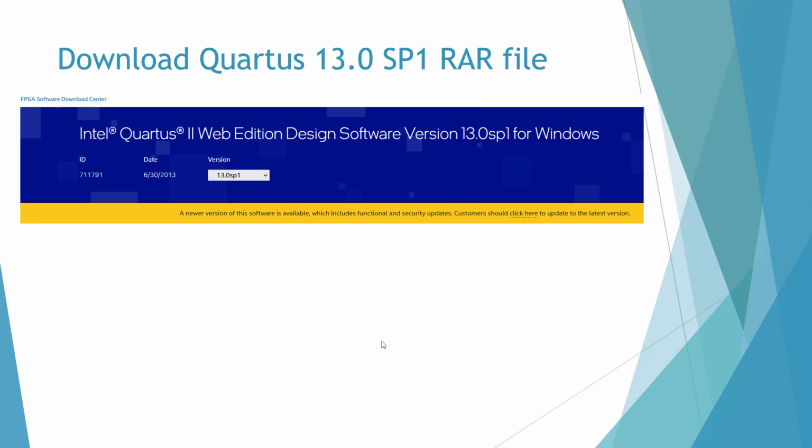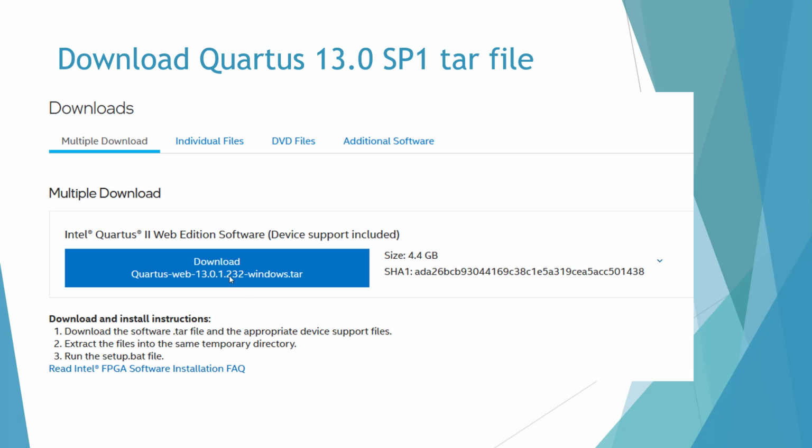First thing we need to do is follow the link to the Intel Quartus website and go to the 13.0 SB1 file. Next thing we need to do is go ahead and click on the download for the Windows installer. It's best to install everything with a multiple download.